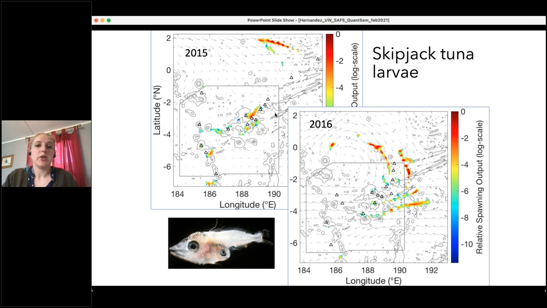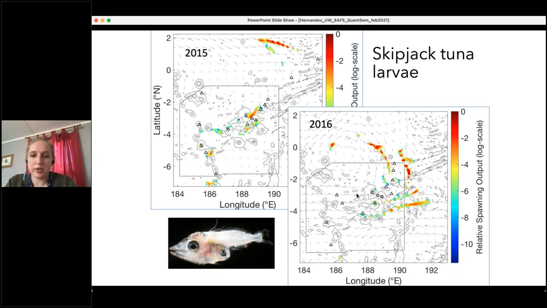So in 2015, our El Niño year, we can basically say that the skipjack larvae collected inside of PIPA were spawned inside of PIPA, and that those collected outside were spawned outside. We had that really high catch location outside, leading to this high dark red area of probable spawning.